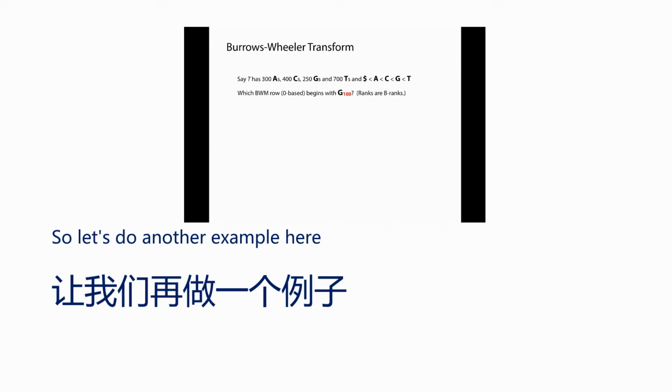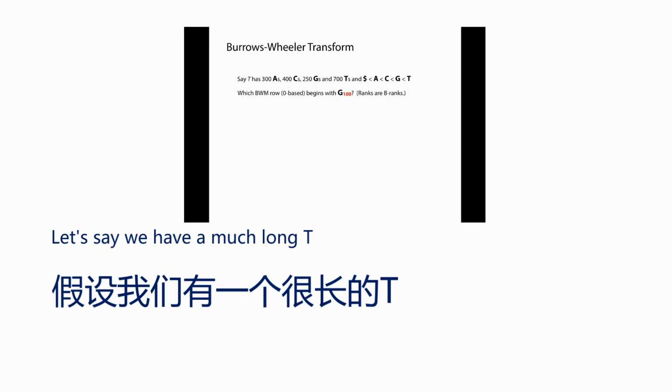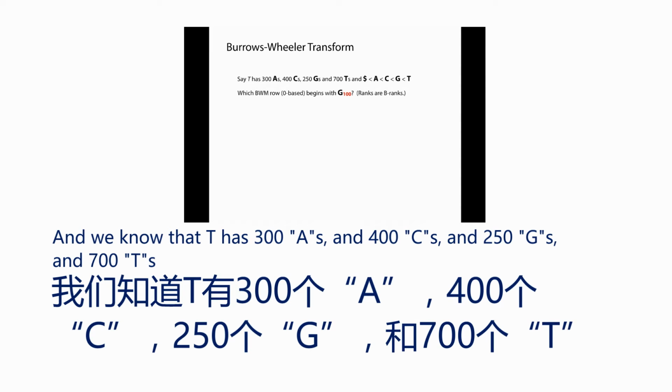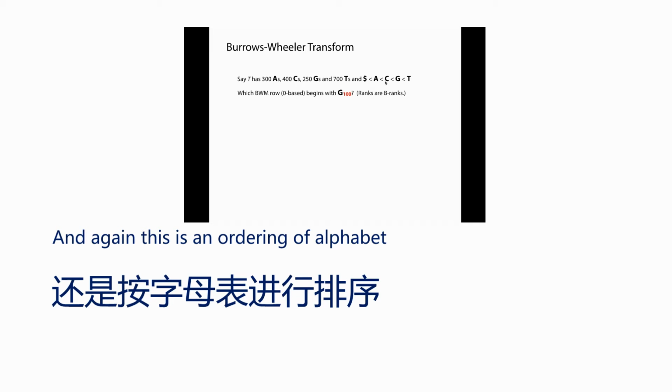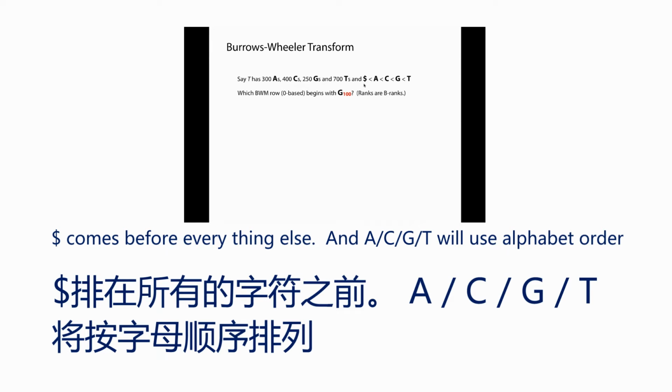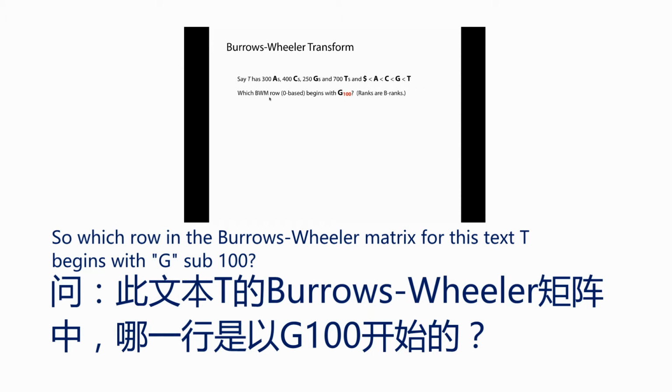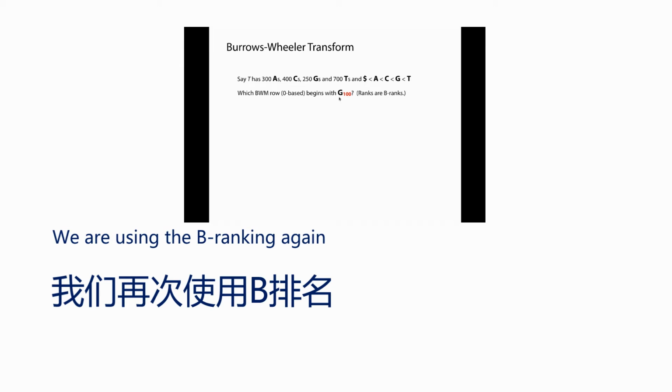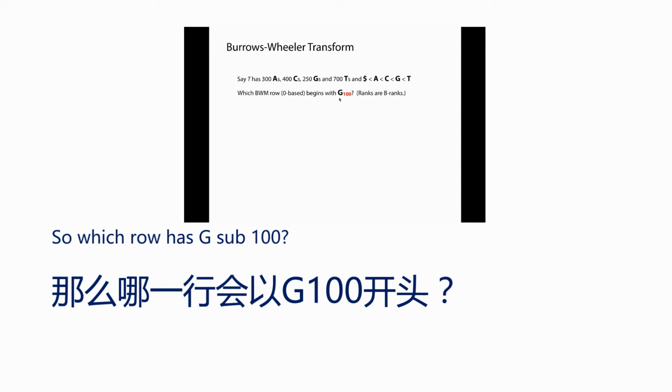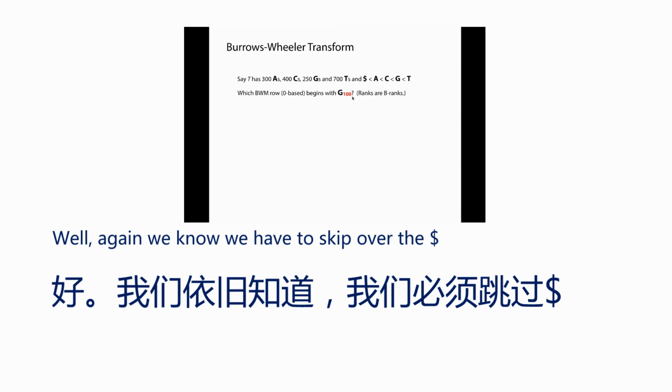So let's do another example here. Let's say we have a much longer T, and we know that T has 300 A's and 400 C's and 250 G's and 700 T's. And again, this is the ordering of our alphabet. $ comes before everything else, and for A, C, G, and T, we'll use alphabetical order. So which row in the Burrows-Wheeler matrix for this text T begins with G sub 100? Right, we're using the B ranking again. So which row has G sub 100?